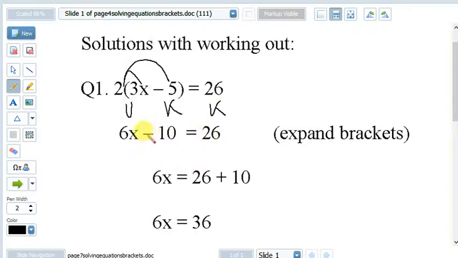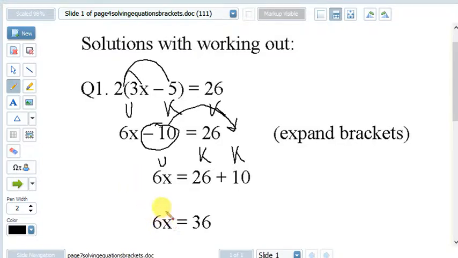So now what we need to do is to get our letters on one side, or the terms with a letter on one side, and the terms without a letter on the other side. So the minus 10 has to go across to this side, because that is a term, that's a number. 26 is a number, so you can see here on this side you've got an unknown, and then on this side you've got your two knowns of the equal sign.